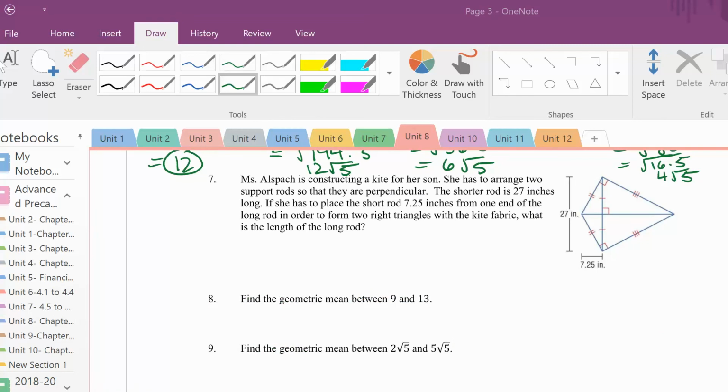All right, so the next one says Miss Alspach is constructing a kite for her son. She has to arrange 2 support rods so that they are perpendicular. The shorter rod is 27 inches, and the longer, if she has to place the short rod 7.25 inches from one end, so that means this part here is 7.25 right there. In order to form 2 right triangles with the kite fabric, what is the length of the rod?